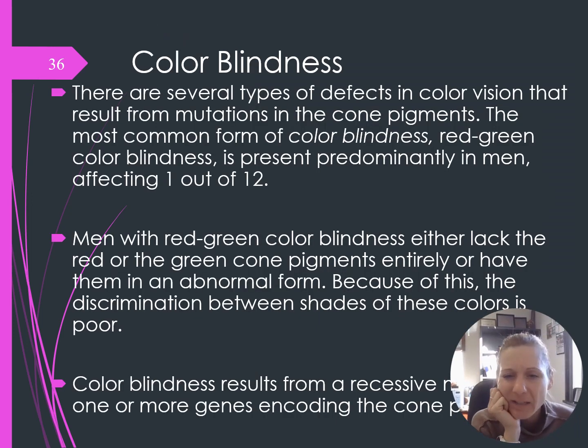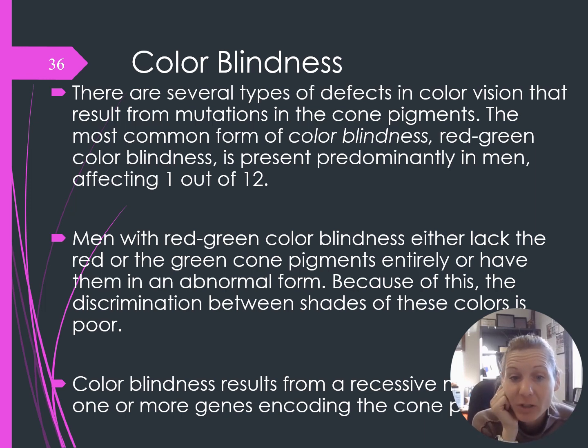Okay, color blindness, I just thought this was interesting. There are several types of defects in color vision, which generally result from mutations in these cone pigments. And the most common form of color blindness is the red-green color blindness. This is predominantly found in men, affecting 1 out of 12, which I thought is just nuts. That's way more than I thought.